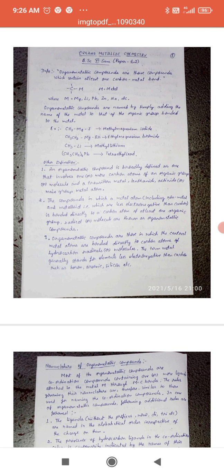The third way: organometallic compounds are those in which the central metal atom is bonded directly to the carbon atoms of hydrocarbon radicals or molecules. The term metal generally stands for elements less electronegative than carbon, such as boron, arsenic, silicon, etc. So any of these definitions holds good. One thing we should keep in mind is, here carbon-metal bond means the carbon is in any organic group and the metal is generally less electronegative than carbon.